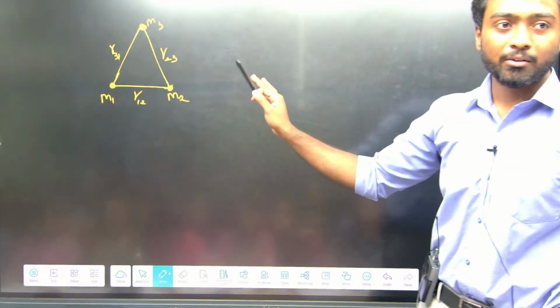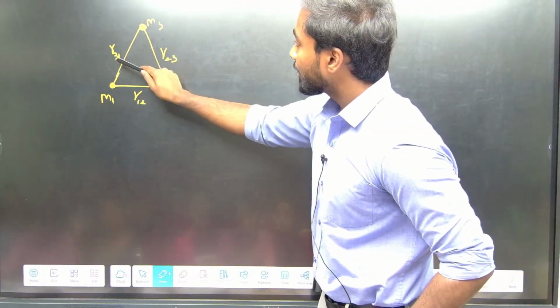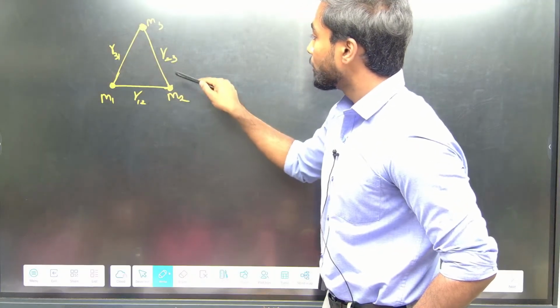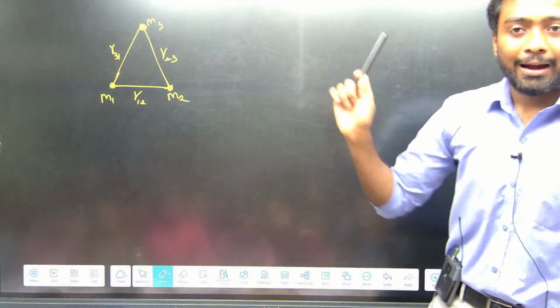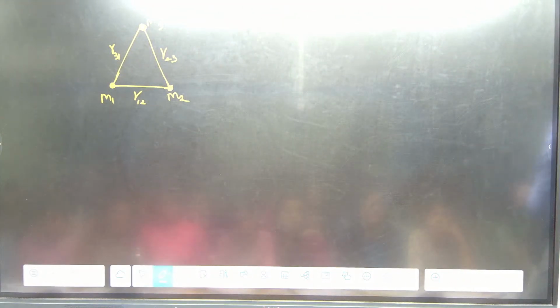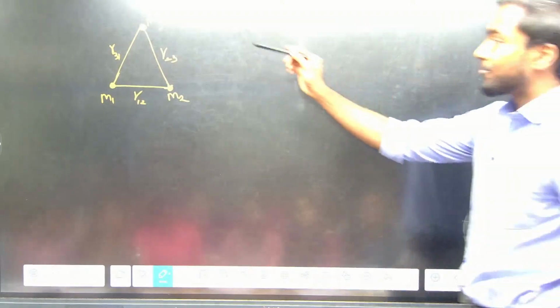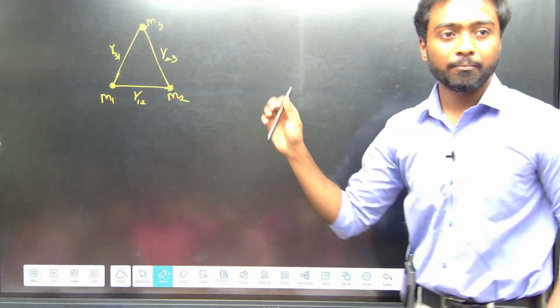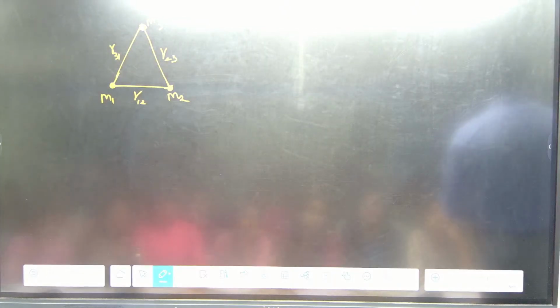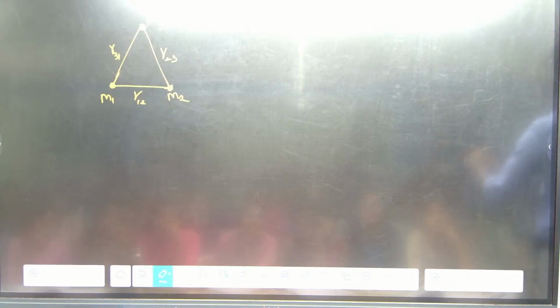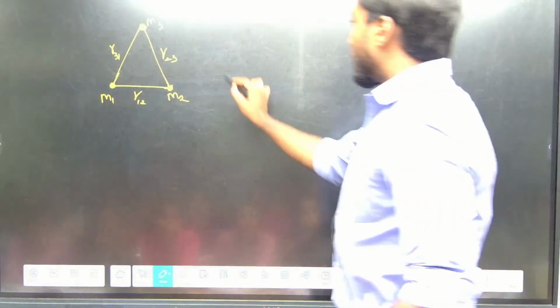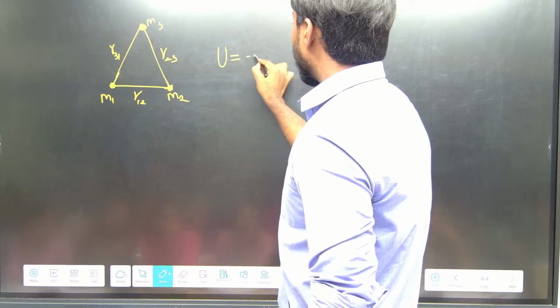r31. They have not mentioned the distance, so we are considering the distance. The distance between mass 1 and 3 is r31, 1 and 2 is r12, and 2 and 3 is r23, and they are asking what is the potential energy of this system. So each and every particle will act on each other, like if I keep 3 magnets, one magnet is acting on the other two magnets. So if I consider the other magnet also, similarly it will act on the other 2. So if I talk about potential energy, U will be equal to minus, I will take it commonly outside.